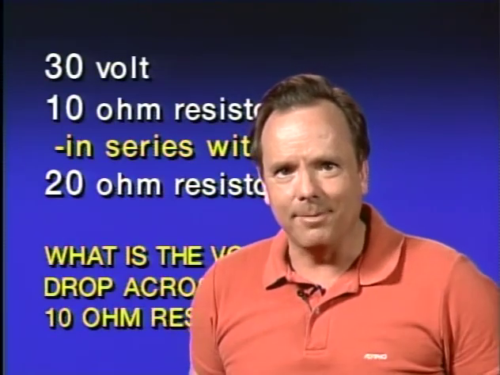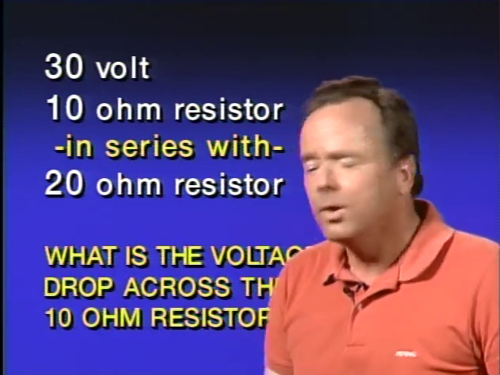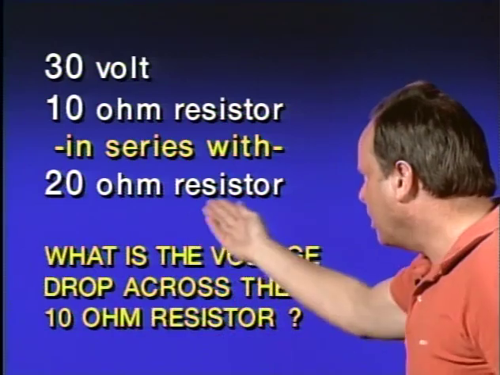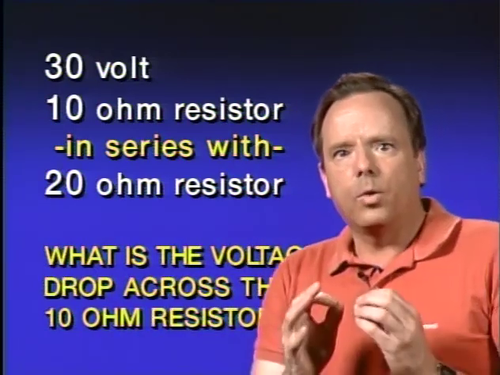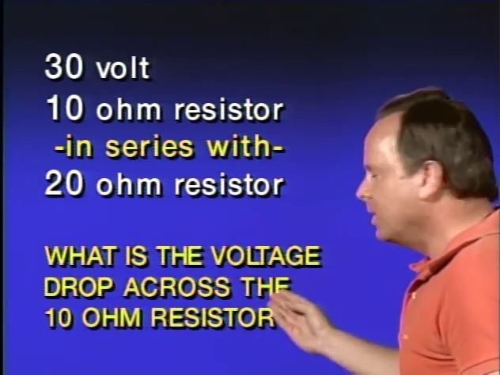Let's take a look at a way they're going to ask us a question about this on the FAA written exam. They're going to say a circuit has an applied voltage of, we'll say, 30 volts in a load consisting of 10 ohms in series with a 20 ohm resistor. Now, the question is, what is the voltage drop across the 10 ohm resistor?